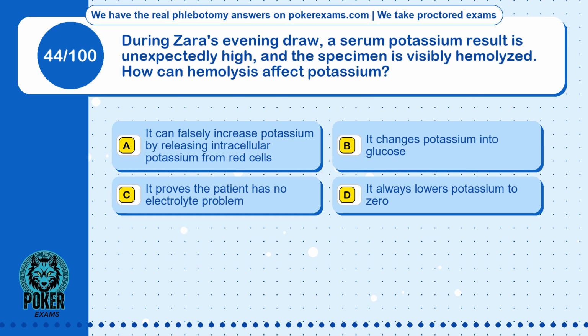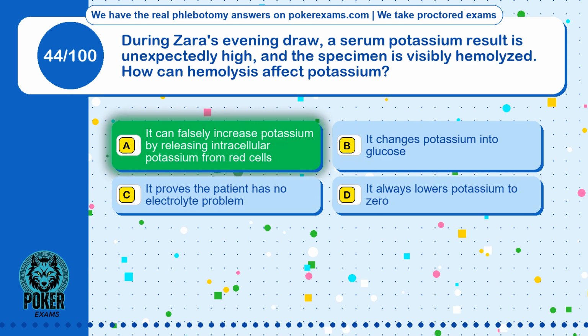Question 44. During Zara's evening draw, a serum potassium result is unexpectedly high, and the specimen is visibly hemolyzed. How can hemolysis affect potassium? Option A. It can falsely increase potassium by releasing intracellular potassium from red cells. Option B. It changes potassium into glucose. Option C. It proves the patient has no electrolyte problem. Option D. It always lowers potassium to 0.